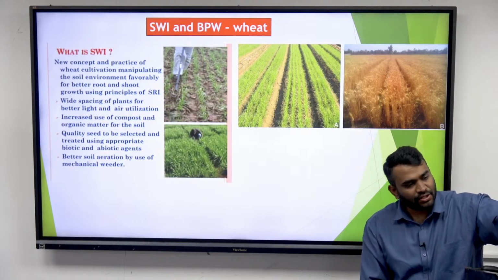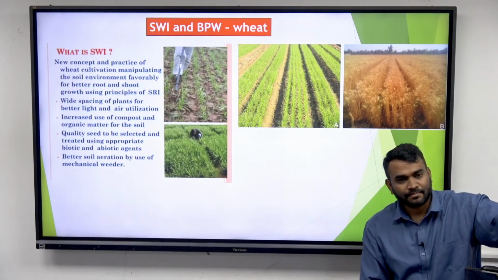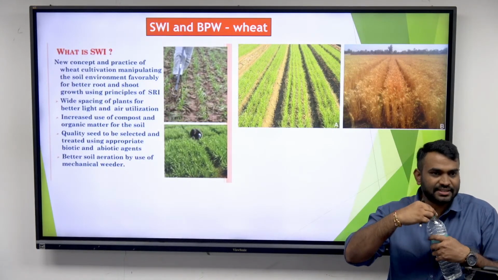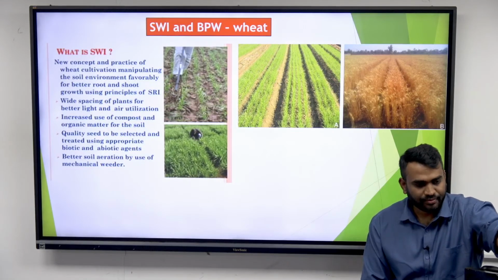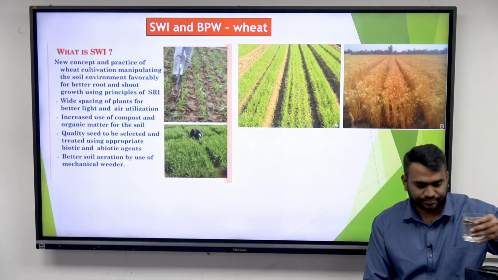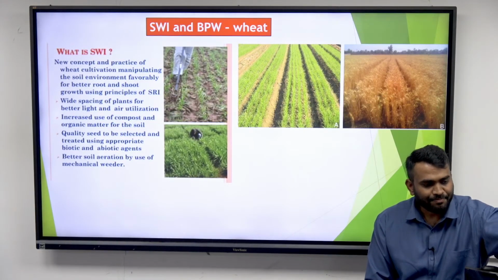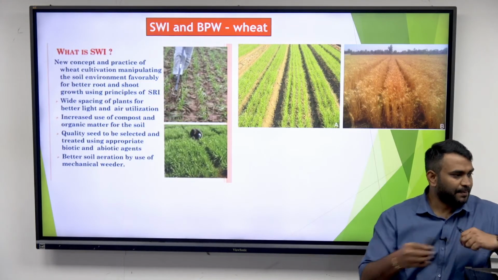Correct. Even water logging will be less, and also at the same time leaching losses will be less. Leaching is a major problem, and also wheat is sensitive to water logging. Yes. Up to here it is clear.